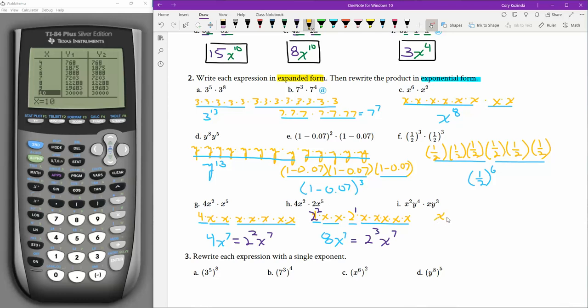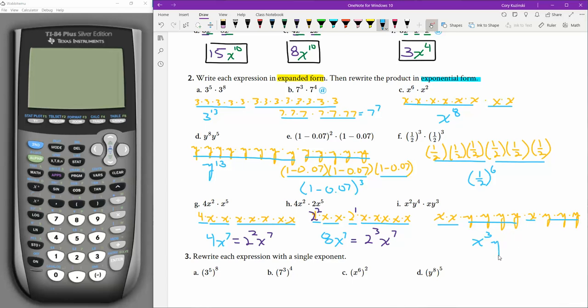All right, last one of these. X times y times y times y times y. That's x squared y to the 4th. And then times x times y times y times y. That's x times y cubed. So altogether, we've got the 2 x's and the 1 x, which makes x cubed. And we got the 4 y's and 3 more y's, which makes y to the 7th. So that's exponential form.